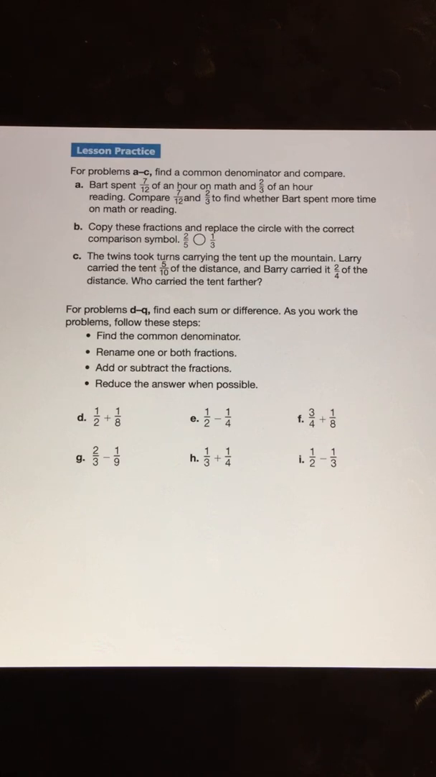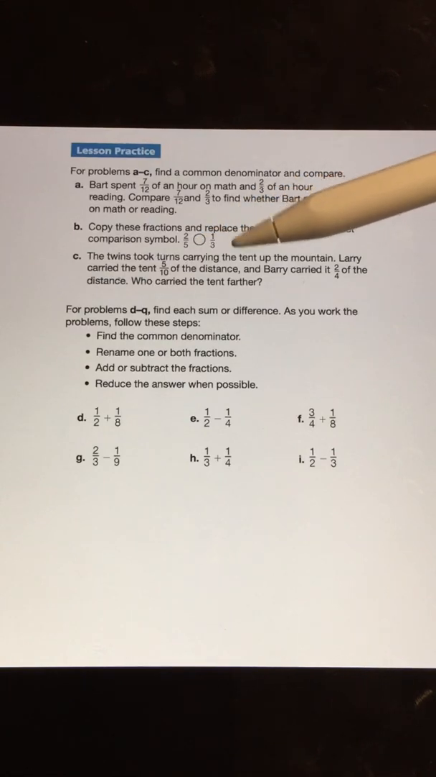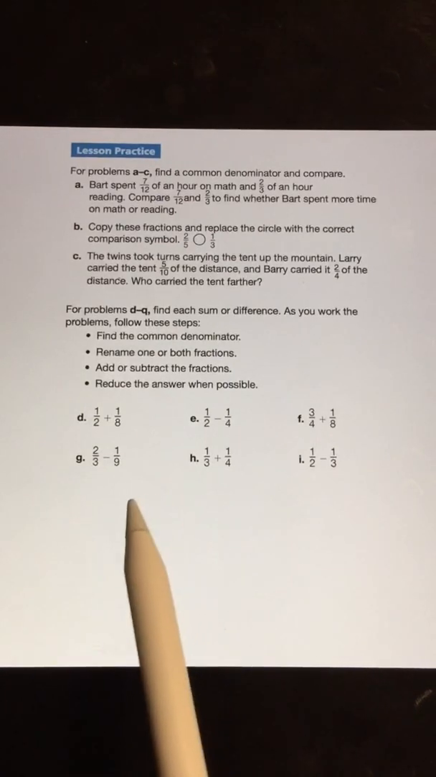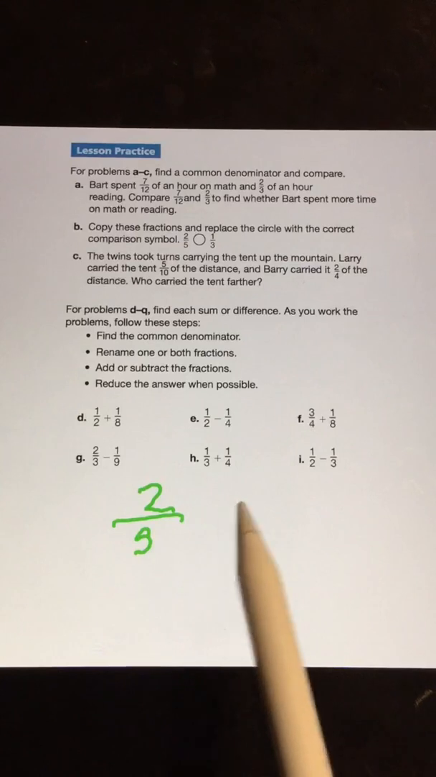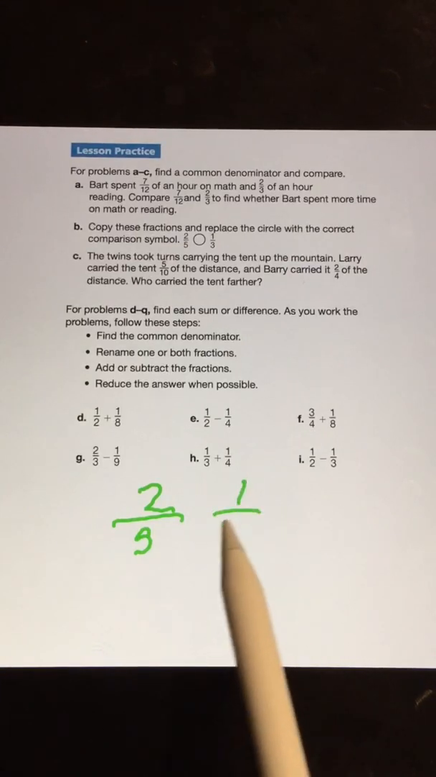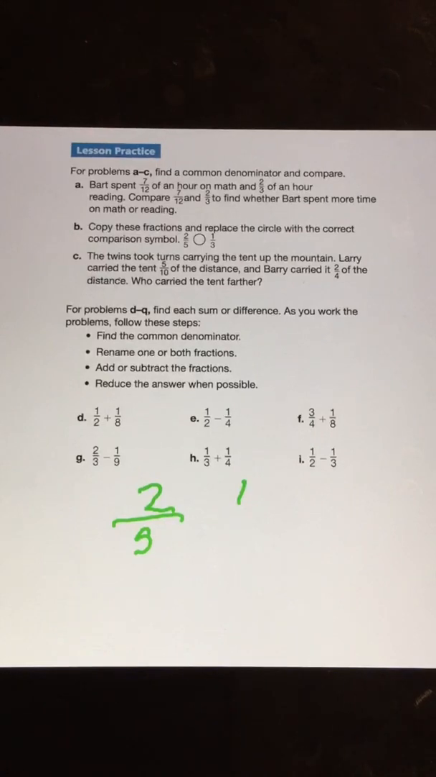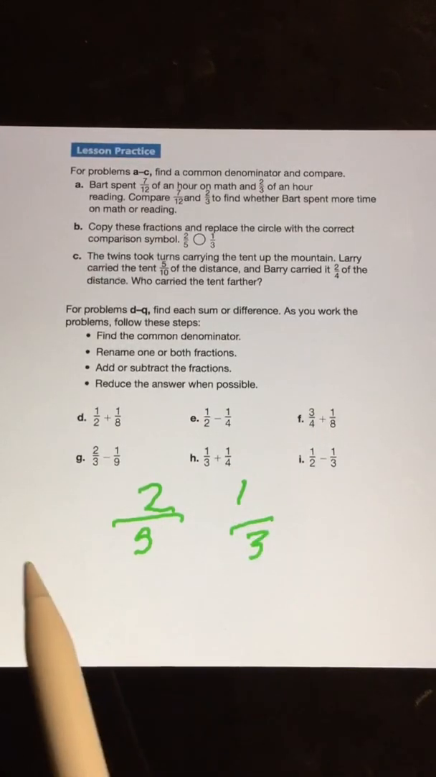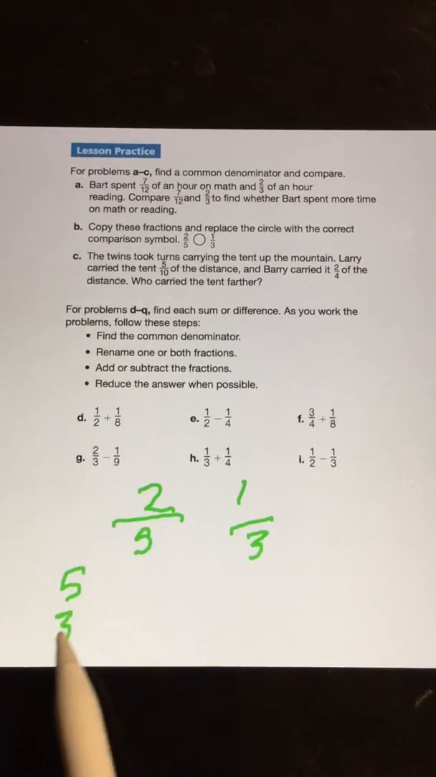Copy these fractions and replace the circle with the correct comparison symbol. I have 5 and I have a 3. Well, I'm going to write that down here. I have 2/5 and 1/3. Those are terrible. I need to look at factors for 5 and factors for 3.